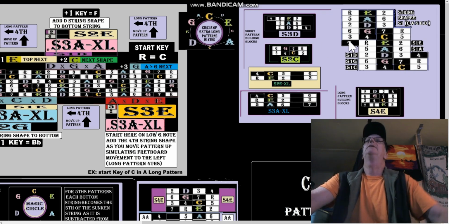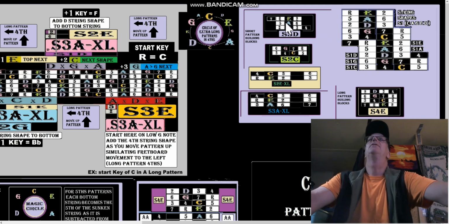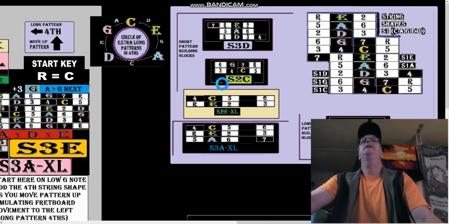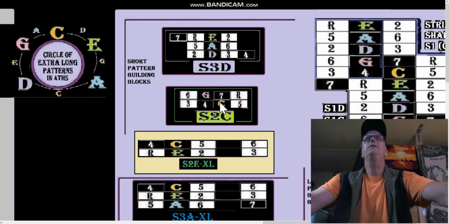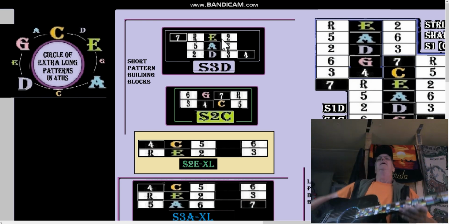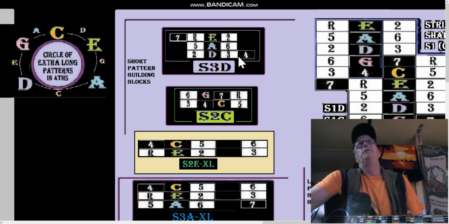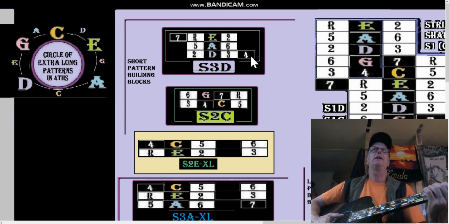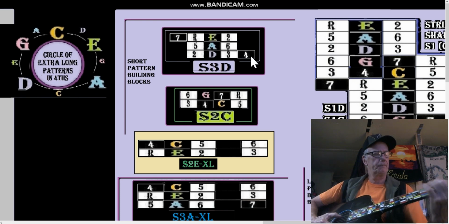Here are our regular pattern charts. We have the short pattern stack right here, starting with the S2C and the S3D: 3, 5, 6, root, 2, 3, 5, 6, root, 2. This is in pentatonics just to make it more fun. But you'll see the 7th and the 4th are inverse color, so they can still be played. So that S3D, we've got that 7 and that 4.